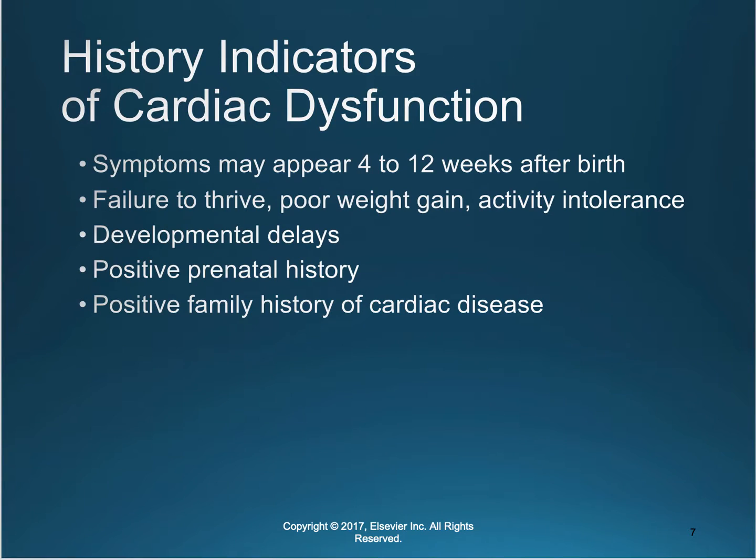So, history indicators of cardiac dysfunction. Symptoms may appear 4 to 12 weeks after birth. So this child has failure to thrive, poor weight gain, and activity intolerance. There are some developmental delays because all the energy is going to blood flow, not to neurological development. Positive prenatal history, like the fetal alcohol syndrome. Positive family history of cardiac disease.